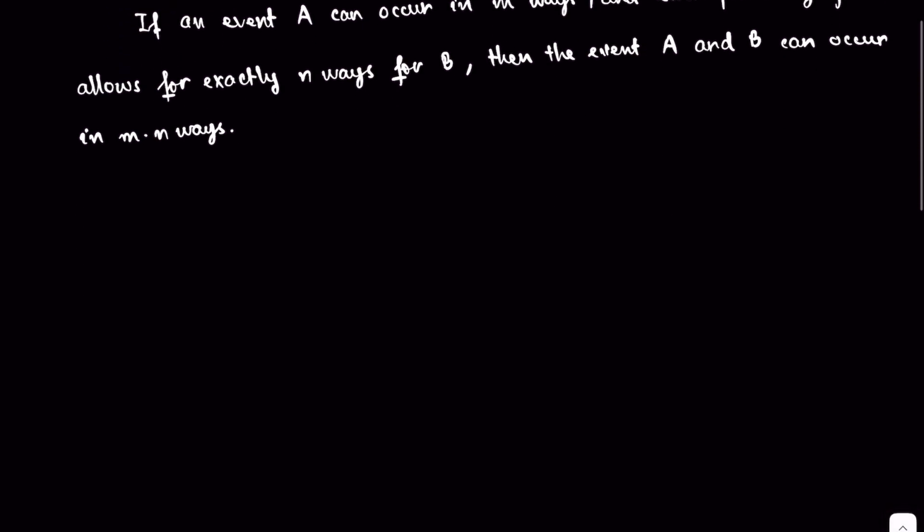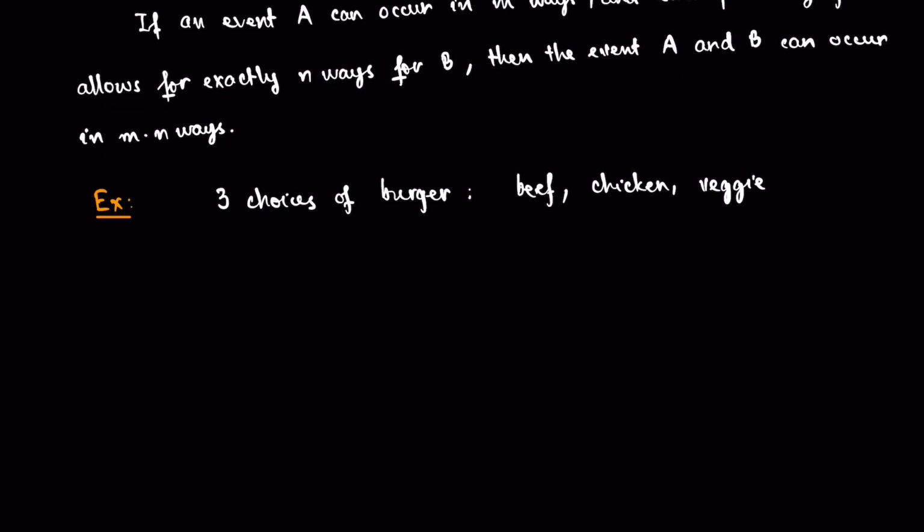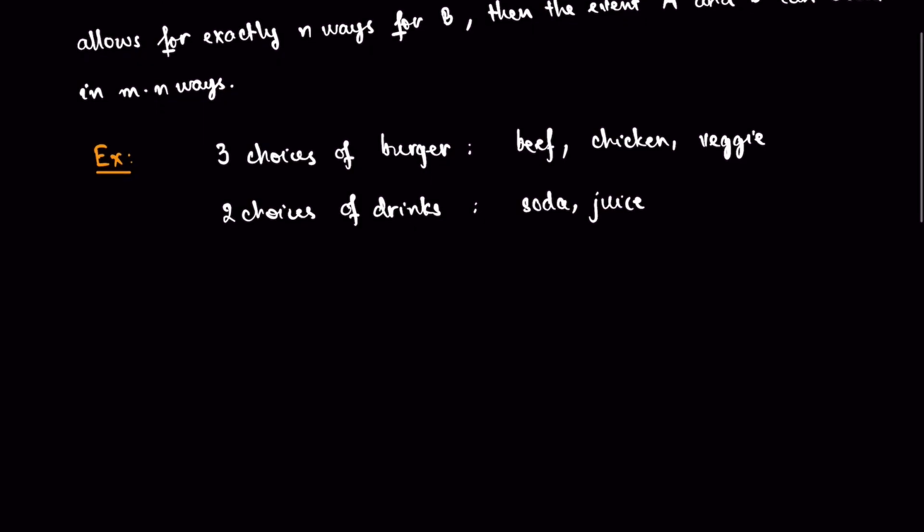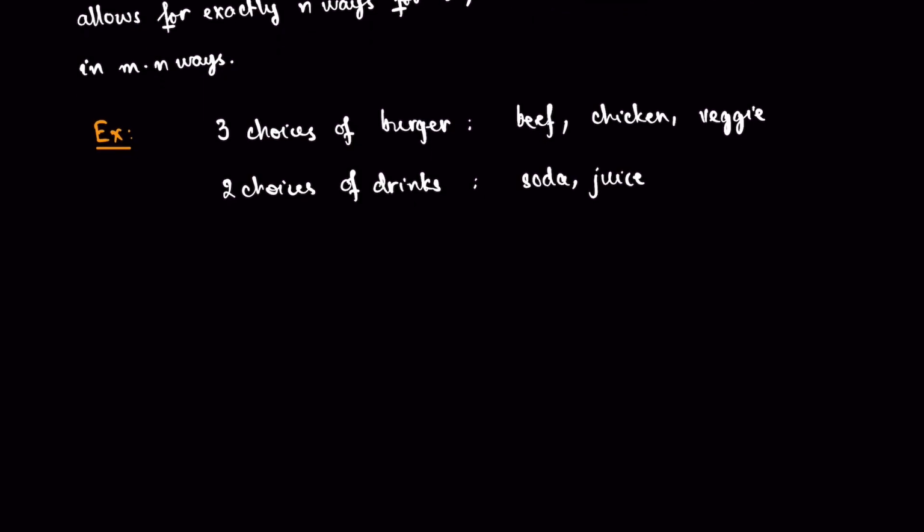So suppose a restaurant offers 3 types of burgers. You can have beef burgers, chicken burgers, veggie burgers, and 2 choices of drinks including soda and juice. So you have the choice of beef, the choice of chicken, and the choice of veggie. And if you choose to order the beef burger, there are 2 possible drink choices. You can choose to drink soda, or you can choose to drink juice.